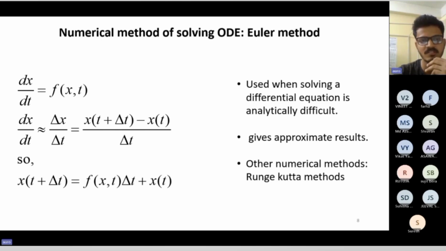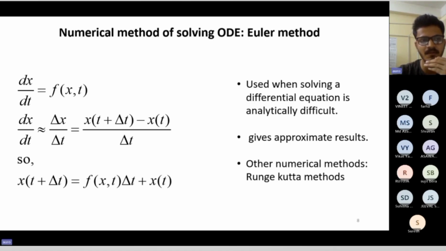What it does is approximate the differential equation, dx by dt, as approximately equal to del x by del t. So what does that mean? Suppose at time t, x has a certain value, and with a certain delta t you take some time interval. After that time interval, what is the value of x? That is basically our del x, and we have del t. So at the end, we can get the value of x at t plus delta t simply by the equation: whatever the right side function is, f of x, t, times del t, plus x of t.